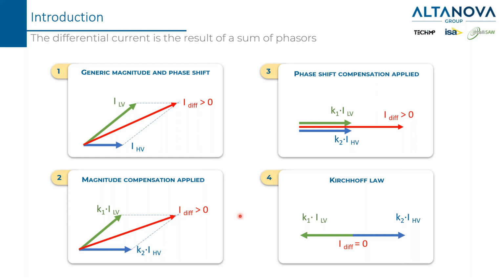So I repeat once again. We have to apply at least two compensations. The first one is a magnitude compensation, and the second is a phase shift compensation. The last is not a compensation, it is basically only Kirchhoff's law.